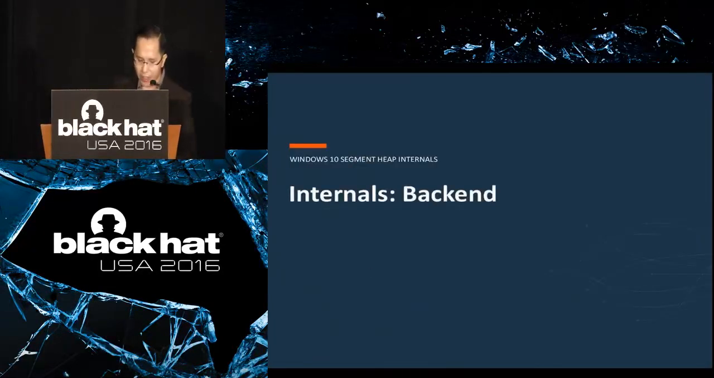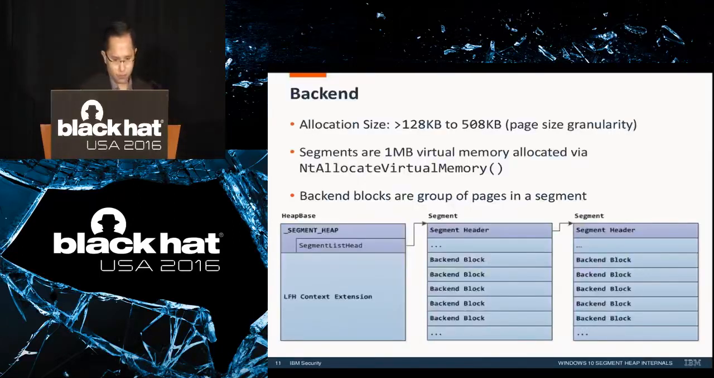So after discussing the architecture and configuration and the heap base, I'll now discuss the 4 different components of the segment heap. And I'm going to start with the backend. The backend is used for allocation sizes greater than 128 to 508 KB, and the backend blocks have a page size allocation granularity.